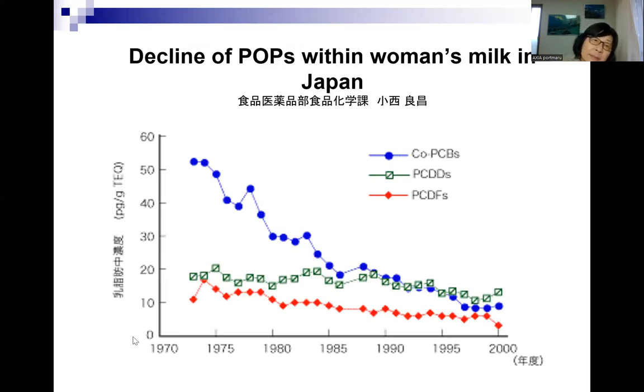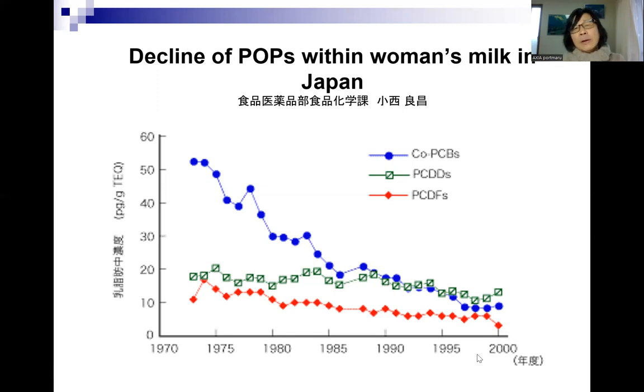This axis is the concentration, picograms per gram TEQ. This TEQ is the dioxin that is considered as the indices one. And this is from 1970 to 2000. You can see here that the milk of mothers contained coplanar PCBs. This coplanar PCBs is dioxin. And PCDDs continue, and PCDFs declined a lot in 2000.